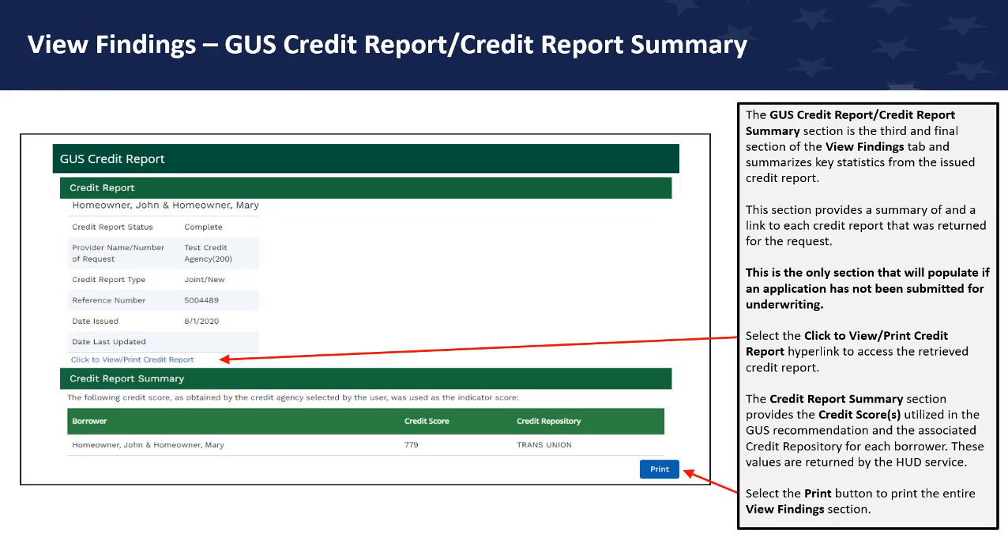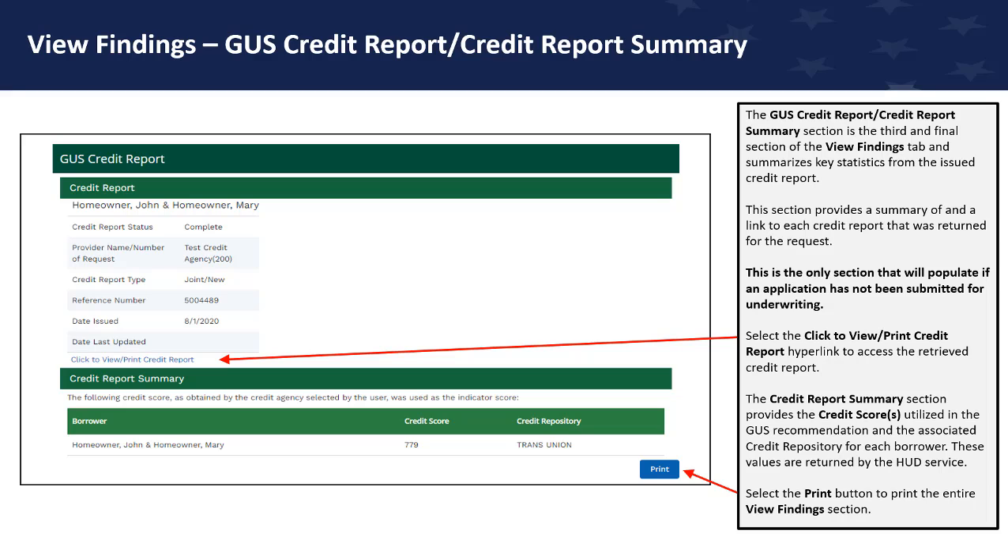The GUS credit report summary section is the third and final section of the View Findings tab and summarizes key statistics from the issued credit report. This section provides a summary of and a link to each credit report that was returned for the request. This is the only section that will populate if an application has not been submitted for underwriting.